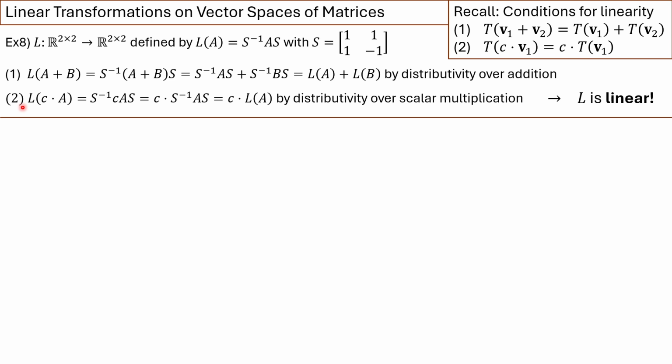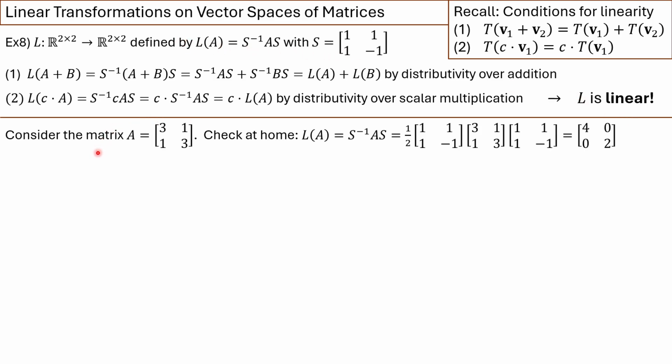Then to check the second one, scalars are just numbers. So if we plug in scalar C times matrix A, then we can take this C out of the matrix multiplication. It floats to the front. Then we'll get C times L of A, which is exactly what we wanted. So we have distributivity over scalar multiplication as well. Both checks are met, so this transformation is linear.